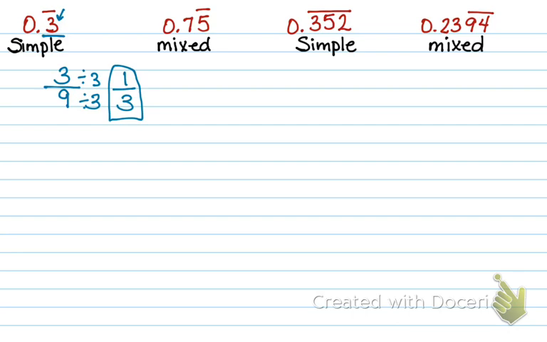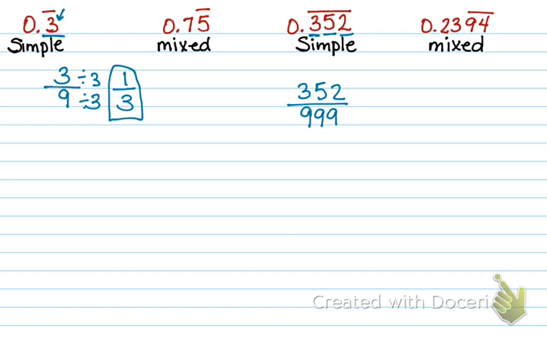Now let's do example 3. I'm going to put as many 9s in the denominator as I have repeating symbols. So I have 1, 2, 3. So I'm going to put 9, 9, 9. Then I'm going to write what I have. 3, 5, 2. And then I'm going to see, can I simplify?